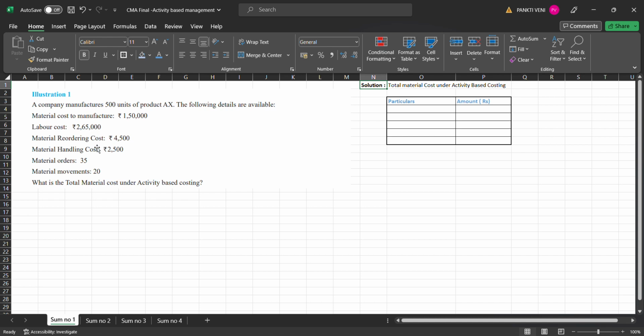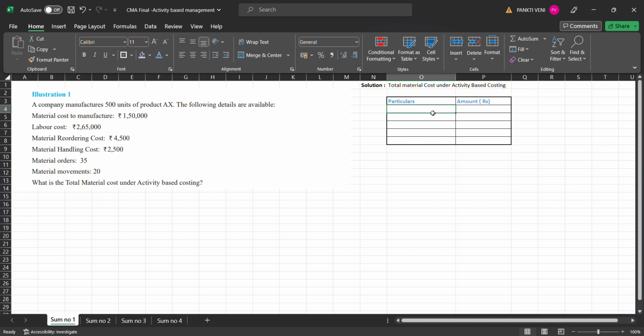So the company has given you details of 500 units of product AX. Material cost of manufacturing is 1,50,000, and they have given the labor cost. If you reorder your material, you will have to go for 4,500. If you go for material handling, the cost is 2,500. Material order 35 and material movement 20. So material order and material movement are irrelevant data for this question. Here they are asking us for total material cost, so labor cost is also irrelevant for us.